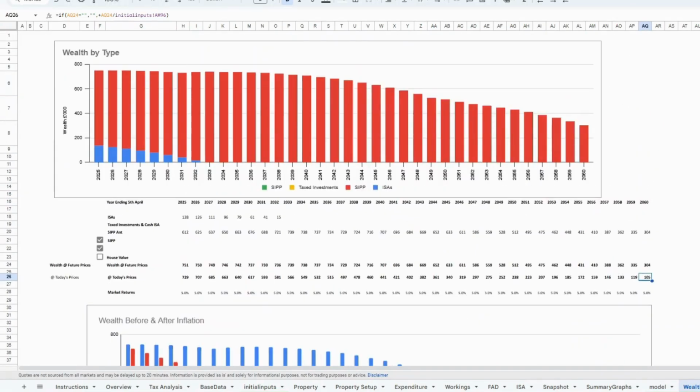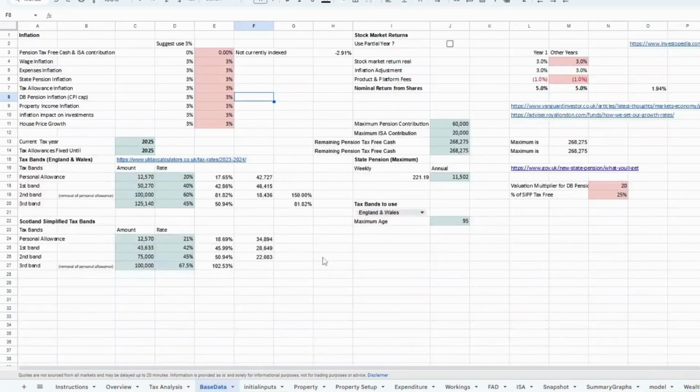Now, it is possible to take inflation out of the model. And in order to do that, first of all, don't have the year one as a partial year. So you uncheck that box, have tax years fixed until 2025 only and not the standard 2028. And then what we need to do is get rid of all these inflation adjustments.